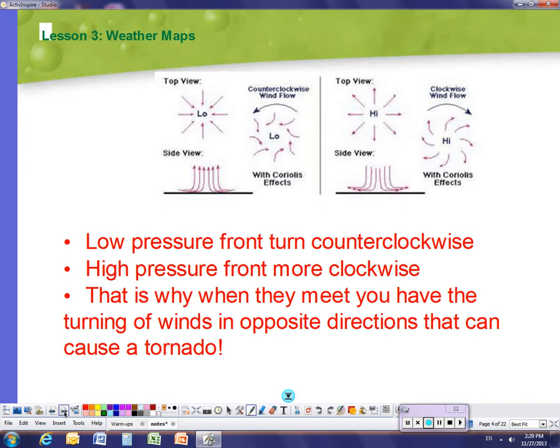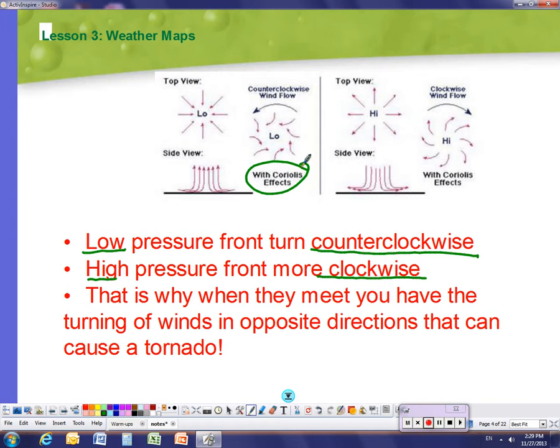Okay, so the biggest thing that you need to make sure that you do know is that low pressure is counterclockwise, high pressure is clockwise. This happens because of what's called the Coriolis effect. The Earth spins, if you didn't know that. So when the Earth spins and we would drop something on the Earth, it'll go the direction that it's spinning. And the same thing with the wind. The wind moves because of the Earth spinning.